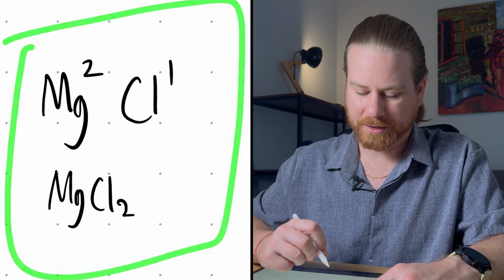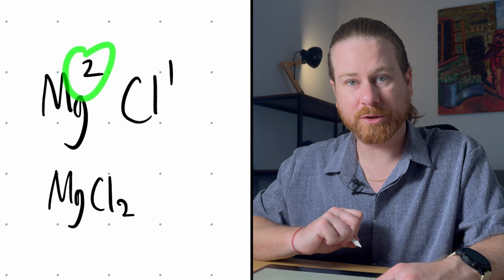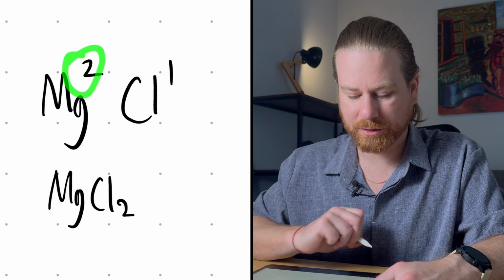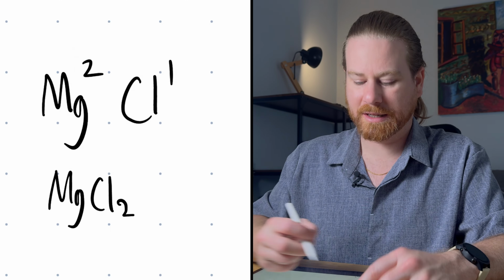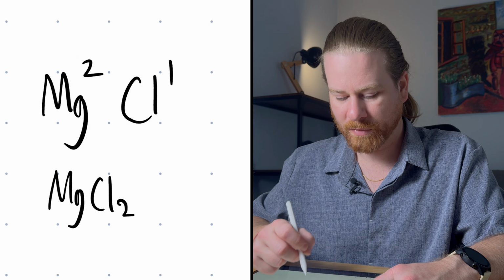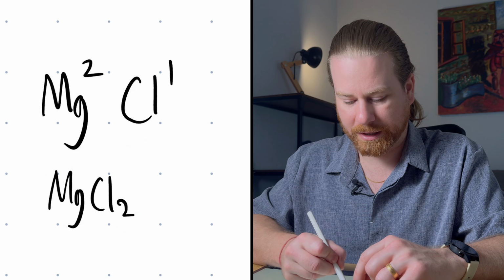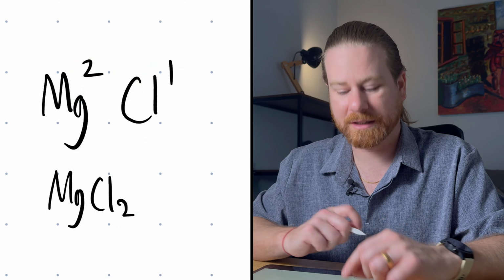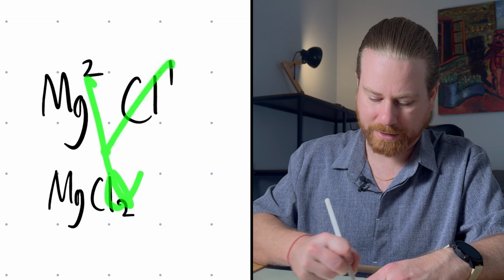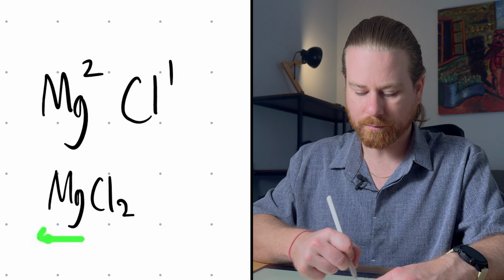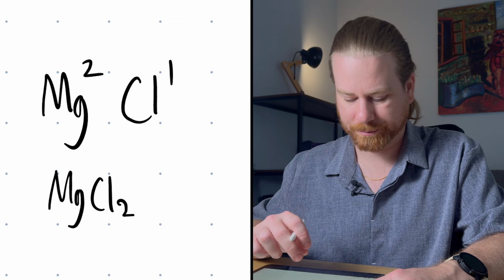So magnesium in group 2 has a valency of 2. This is what this 2 means. It just means its valency, the charge that it has. Fluorine has a valency of 1. So you can figure out any compound's formula by knowing this. This is called the valency swapping method. So this 2 goes over here, this 1 goes over here, and we end up with this as the formula.